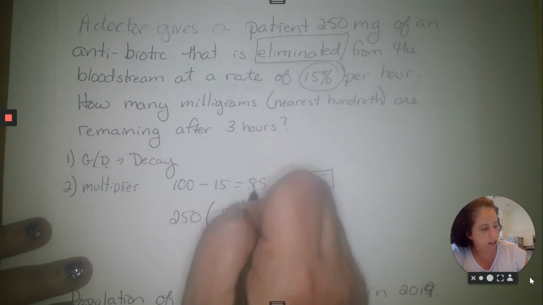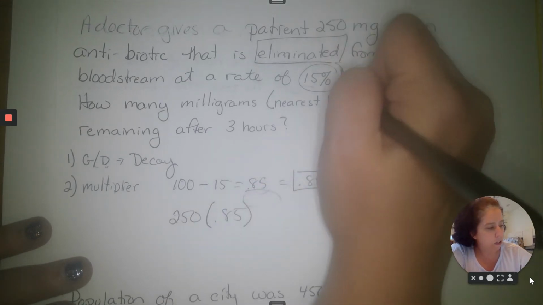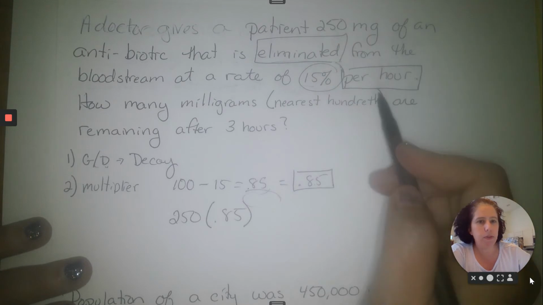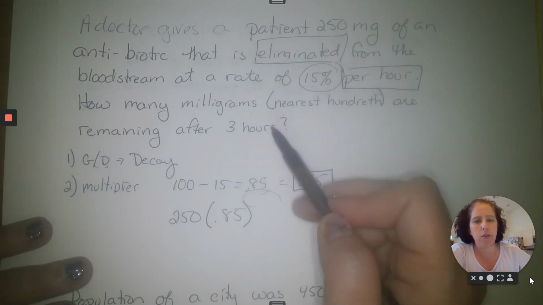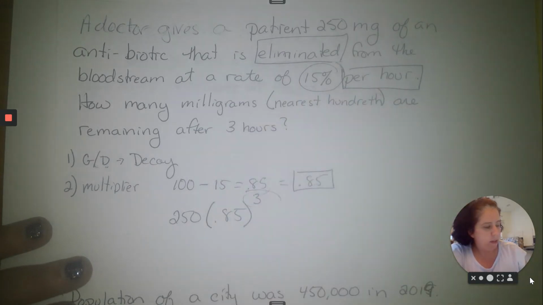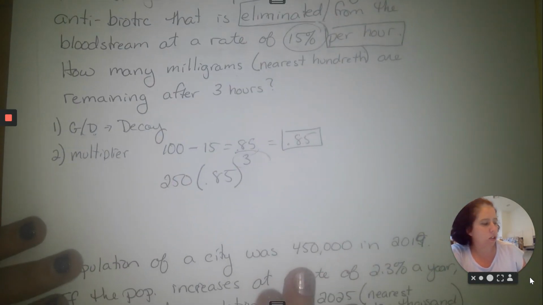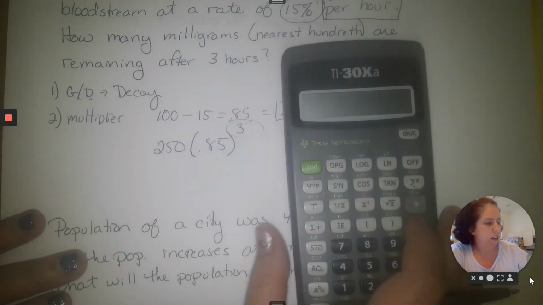Now raise it to the time power. So it's 15% per hour for 3 hours. Now these match, so we're okay. So how many hours are in 3 hours? The answer is 3. Okay, so that's your equation. Now, you need to find the answer.